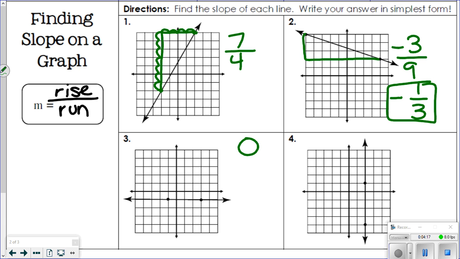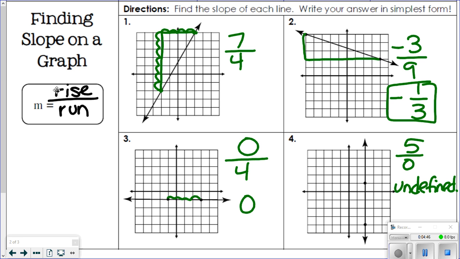This one I didn't rise anything, so I put 0, and I'm running 4 spaces. 0 divided by 4 gives me 0. This one I'm rising 5, I'm running 0. This is a vertical line, so I know that this is an undefined slope. So horizontal line, this is 0. Vertical is undefined.